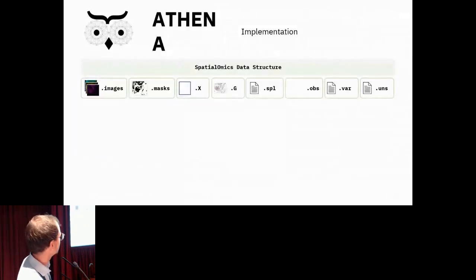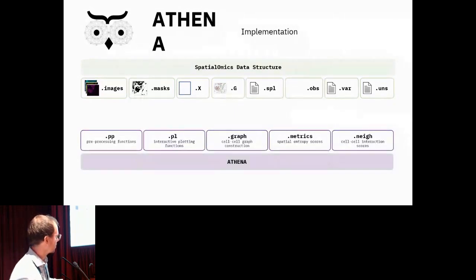And now I would like to quickly talk about the implementation of Athena. So at the core, to store all these data sets, we introduced this Spatialomics data structure, which is highly inspired by the AnnData structure that is used by the computational biology community, and you may recognize a few of the attributes like the obs attribute or the var attribute. But then we also have some attributes that are very specific for spatial omics data sets, these images or masks attributes. And in this Spatialomics data structure, we store all the data that is associated with a certain data set.